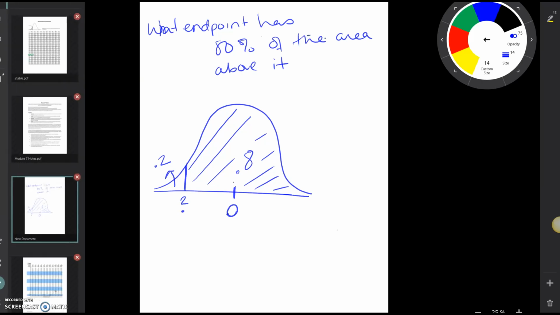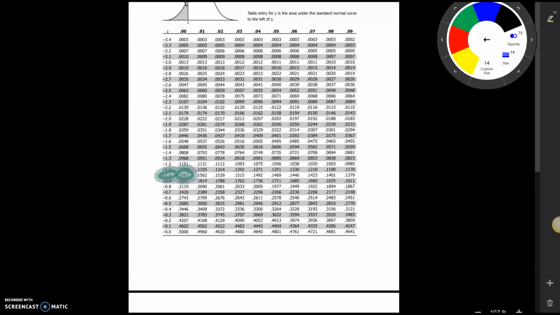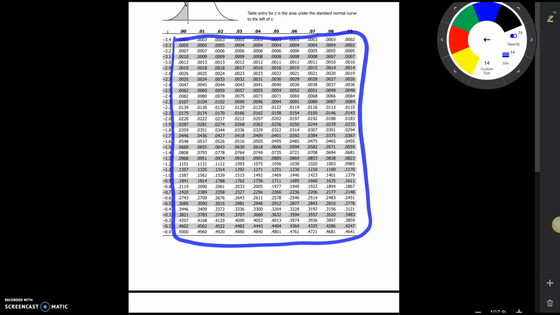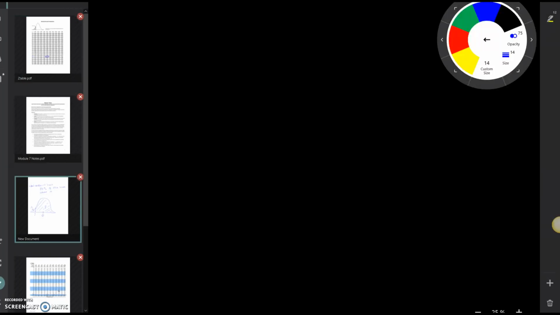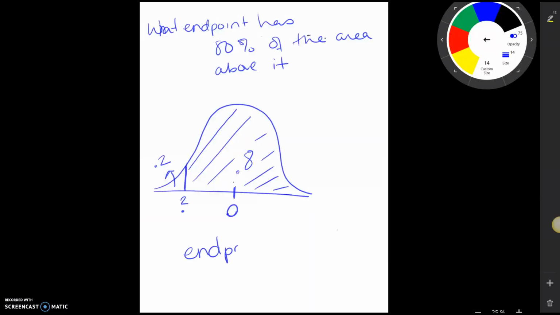So if we go over to our standard normal table, we want to find the area, remember, the areas are all of these pieces, that's closest to 0.2. Looking through here, the area that's closest to 0.2 is this one right here. So the endpoint we're interested in is -0.84. So going back to our paper, the endpoint equals -0.84.